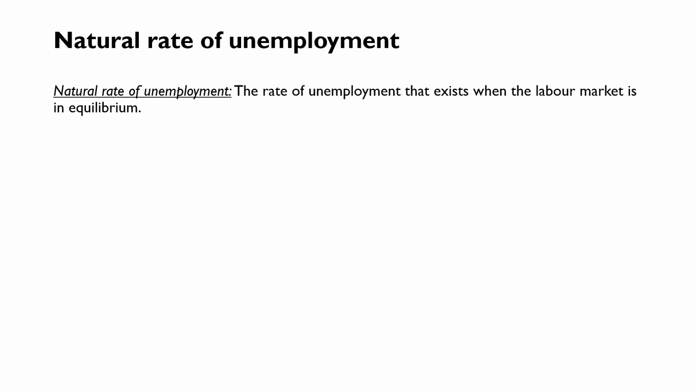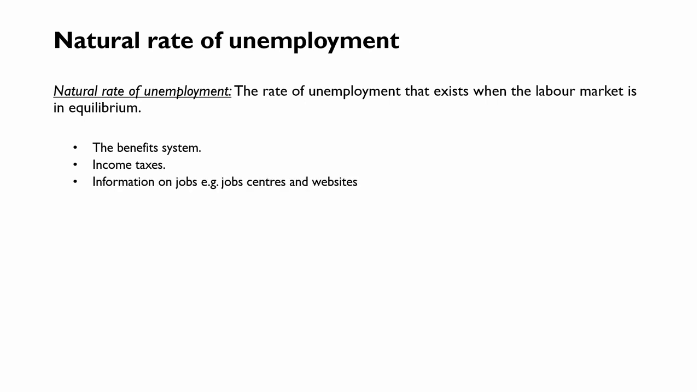Well, the natural rate of unemployment is frictional and structural, so there's a bunch of things. We can talk about benefits driving frictional unemployment, remember the replacement ratio. Similarly, income taxes affecting disposable income out of work. Information is going to be really important. How available is the information on jobs? All of those are going to drive frictional unemployment.